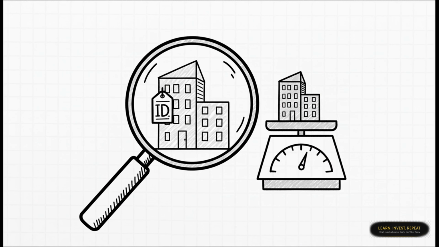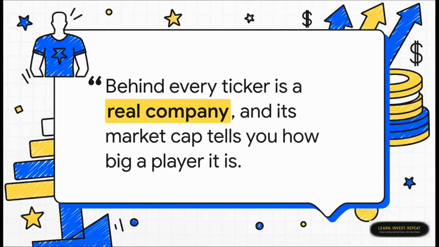So let's recap the essentials one last time. A ticker is a company's unique ID. Market cap is its total value, which tells you its size. And when you use them together, you get this incredibly powerful, at-a-glance snapshot of any company on the stock market. And that's really the key thing to remember. These aren't just abstract codes and numbers. Behind every single ticker symbol is a real company, and its market cap tells you just how big a player it is in the investing world.